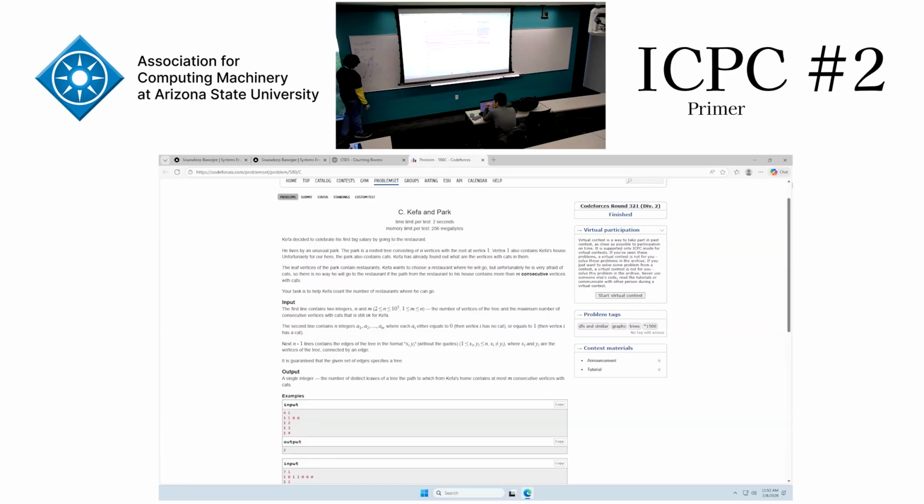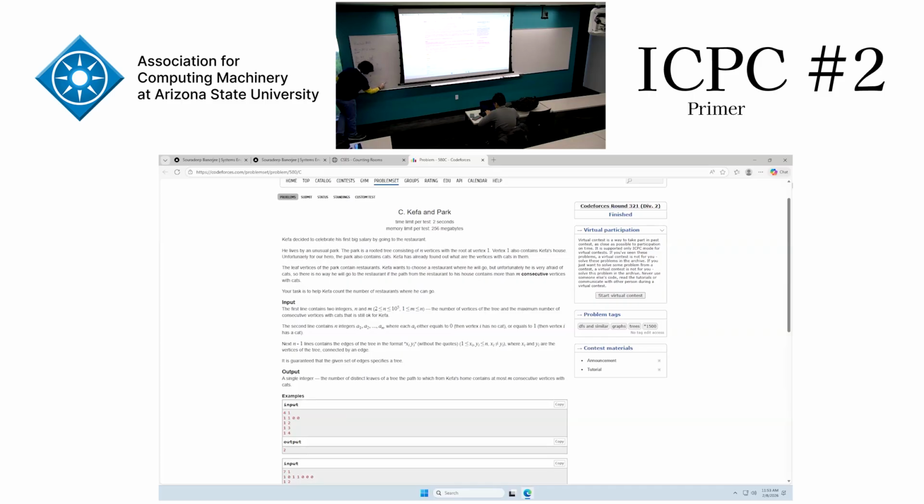What does M consecutive cats mean? If, for example, a path, let's say this is the root node, contains two cats, and M is set to 1 here, the number of consecutive cats has to be no more than M, right? So in this path the number of consecutive cats is 2, which exceeds 1. So this path is invalid. You can't go through this path.